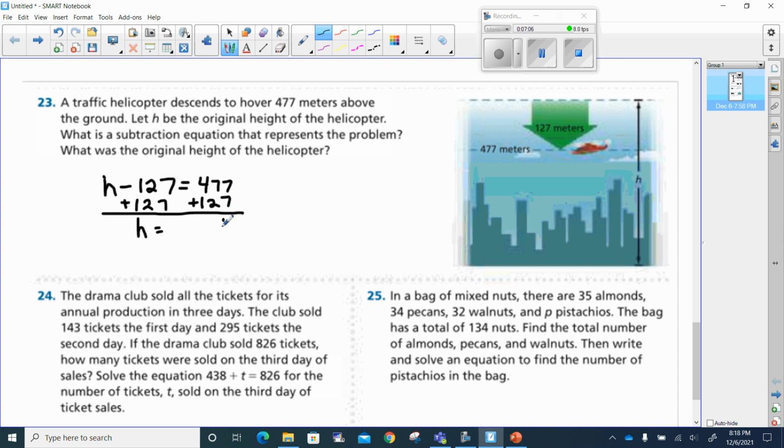7 plus 7 is 14. 7 plus 2 is 9, plus 1 is 10. And I carry the 1 and I see that I'm at 604. Remember, this is meters, so 604 meters.